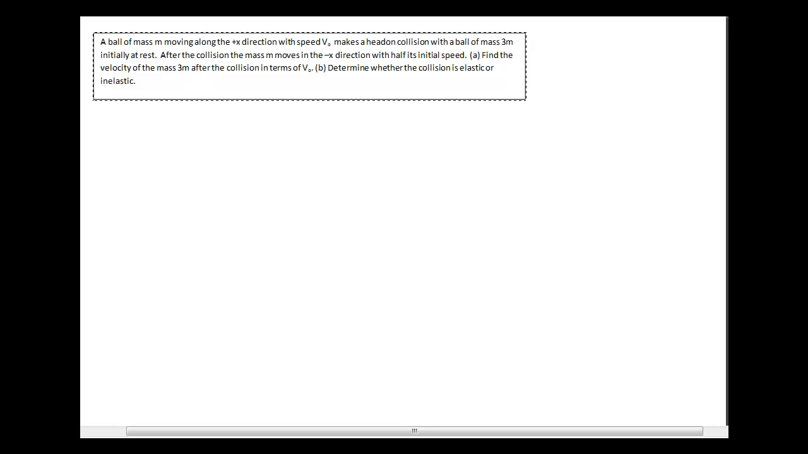I'd like to do an example problem involving a collision where we're asked to find something about the objects moving after the collision, and also to figure out from our answer whether the collision is elastic or inelastic. And you'll remember that an elastic collision is one in which both momentum and kinetic energy are conserved. Inelastic collision, only momentum is conserved. Kinetic energy is not conserved. So I'll just make a little note of that, right?